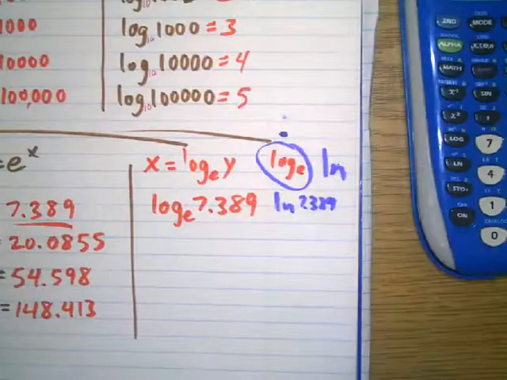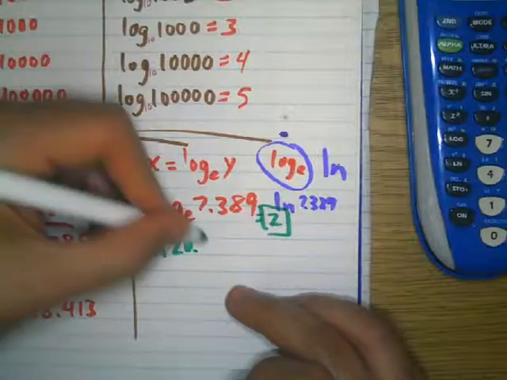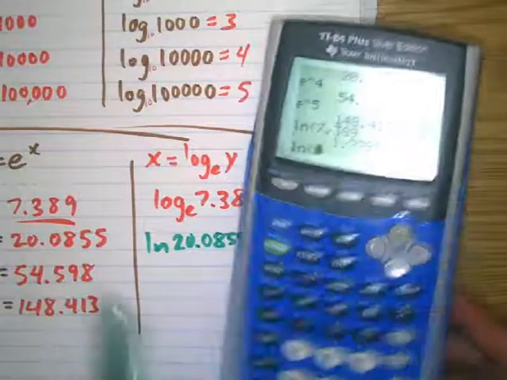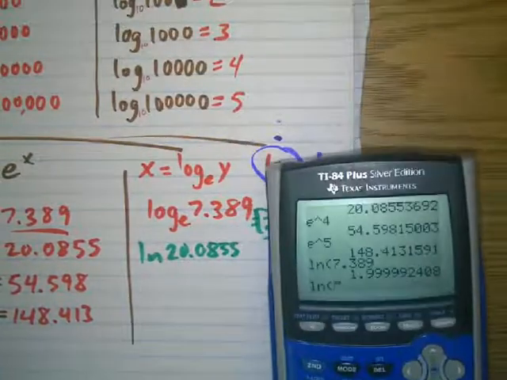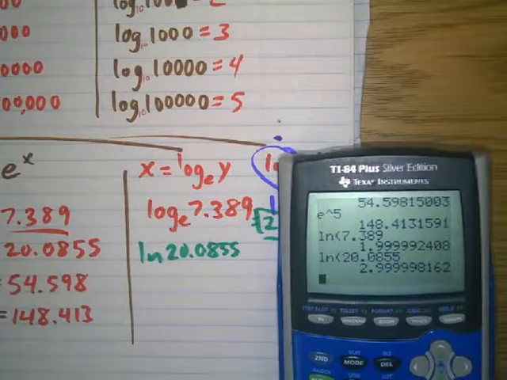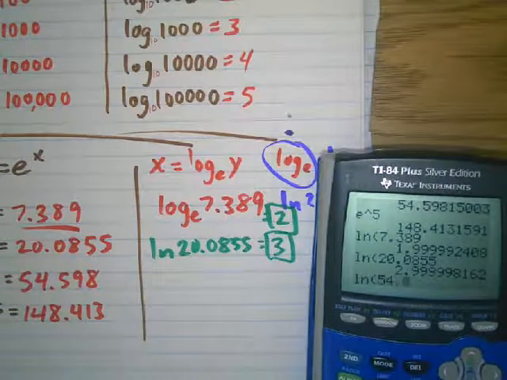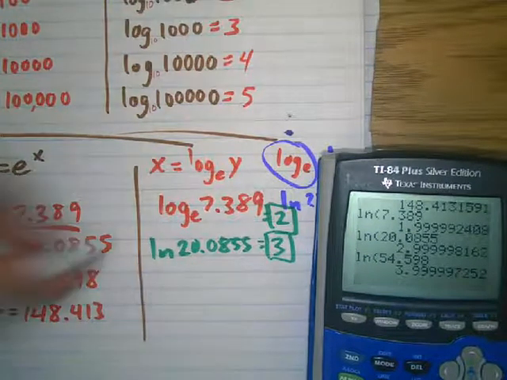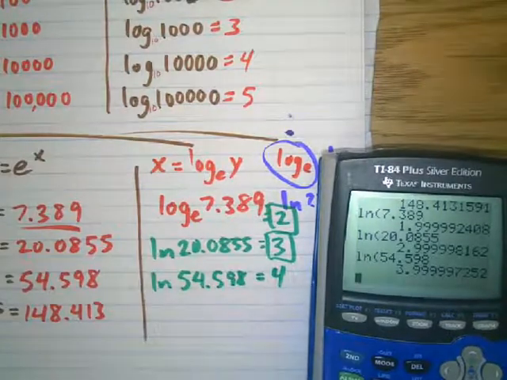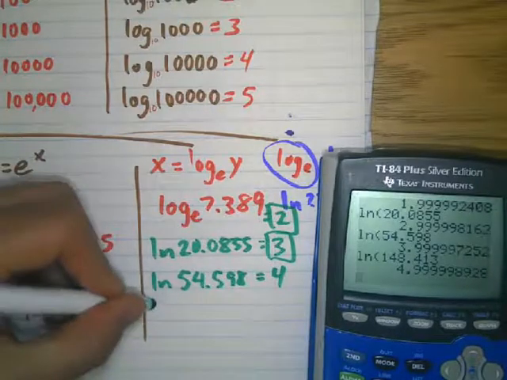This equals 2. And if I do natural log of 20.0855, we're going to get, let's just call that 3. And if I do natural log of 54.598, we're going to get 4. If I do natural log of 148.413, we're going to get 5.